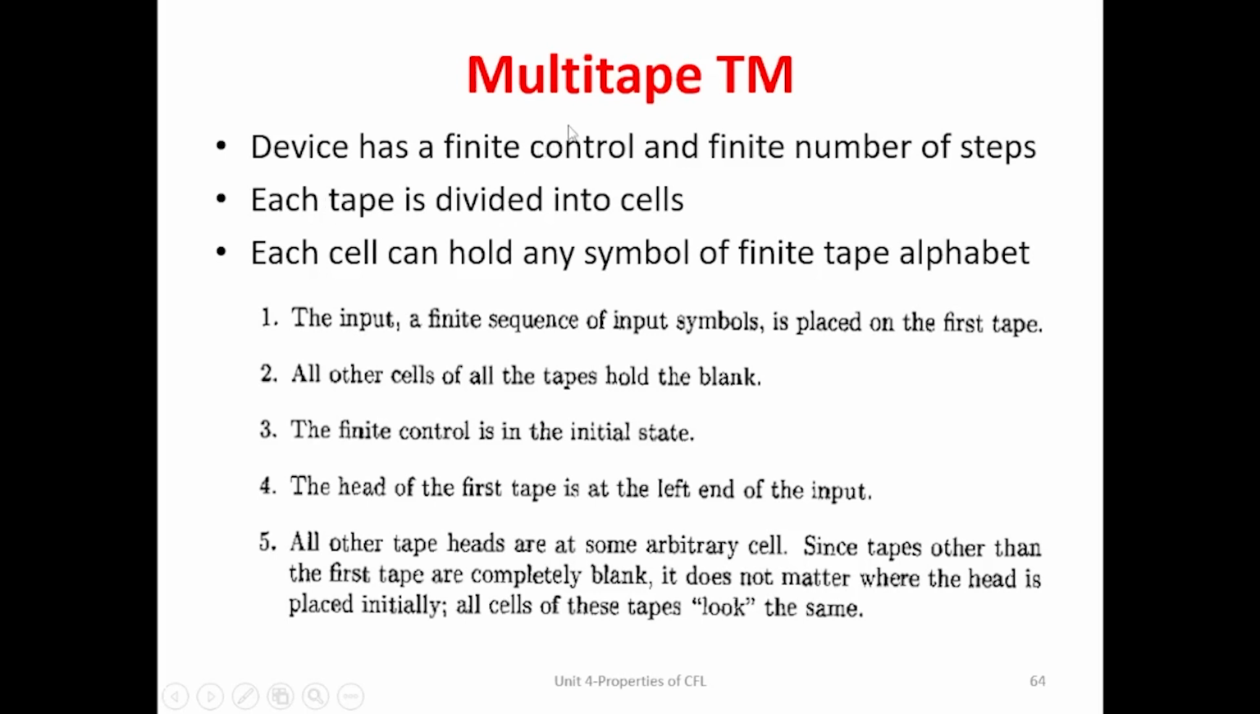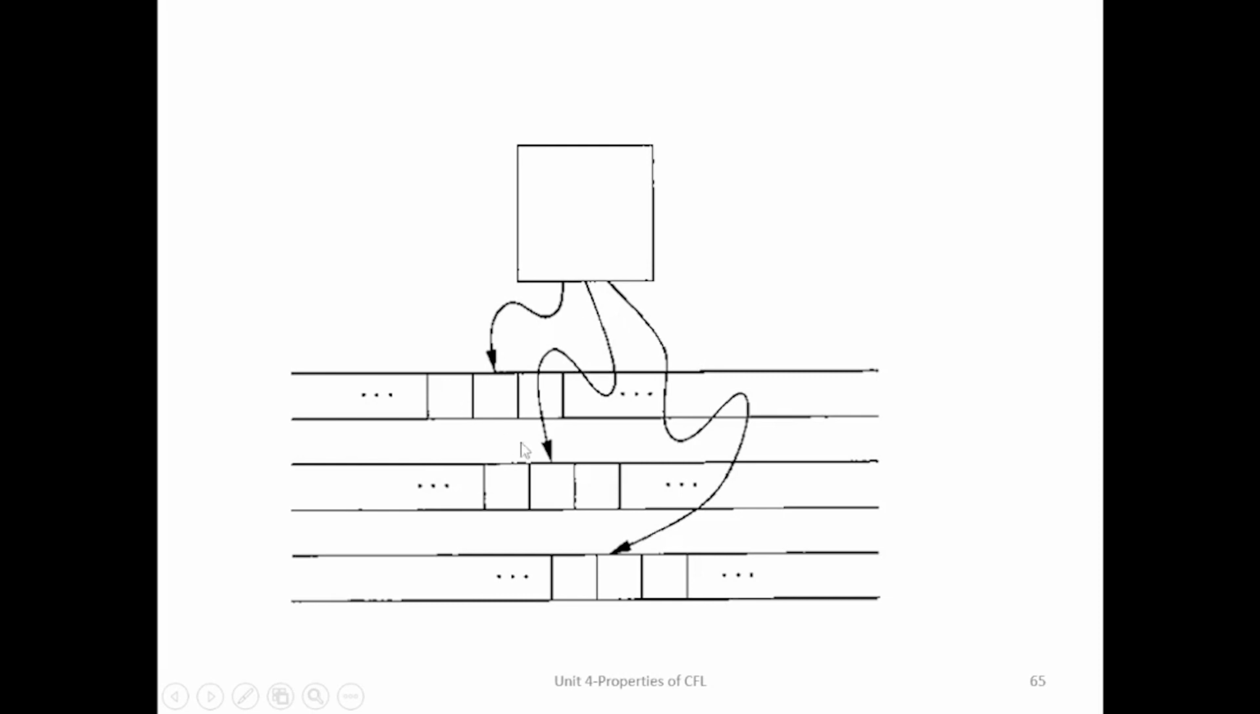So, a multi-tape Turing machine has a device with a finite control, and a finite number of steps can be produced for implementing this tape concept. Each tape is divided into cells. There can be n number of tapes, and each cell can hold any symbol of a finite tape alphabet. So, this is the multi-tape.